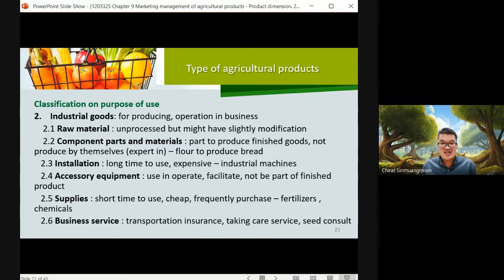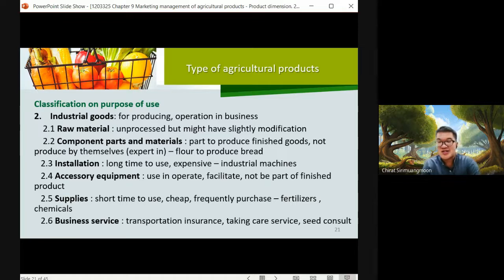Accessory equipment: sometimes you have items that you need to use for operation. For example, you need thermometers, you need a cutting machine, so that is accessory equipment. Supplies are actually for short-time use and very cheap. Supplies can be any product like fertilizer or chemicals for agricultural products.